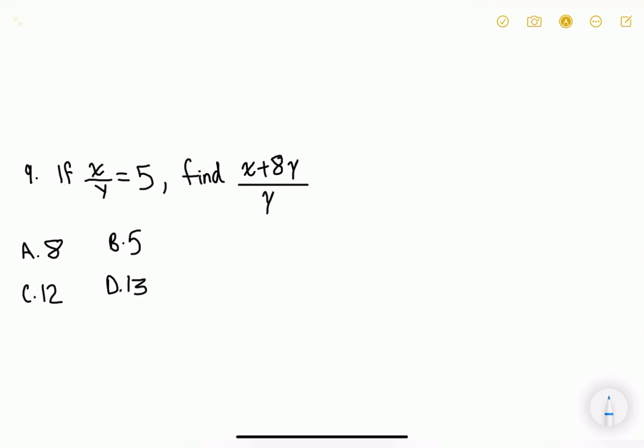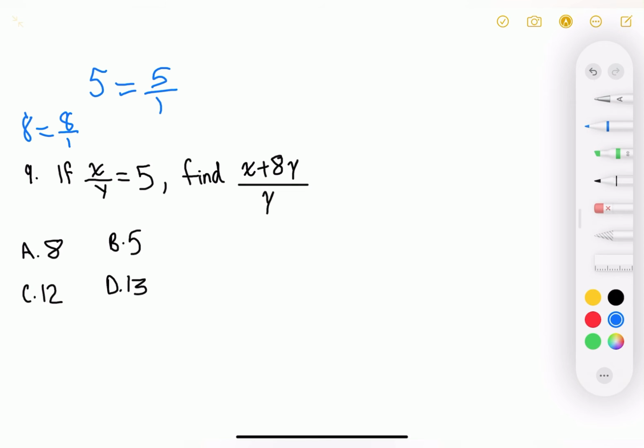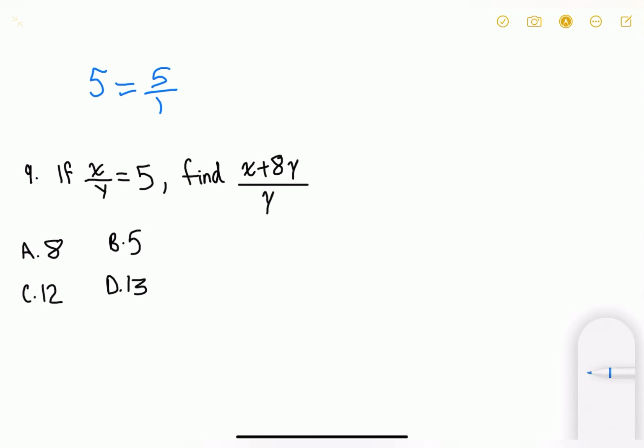We know that 5, or any number, is the same as 5 over 1, right? Any number. 8 is the same as 8 over 1. You can write it as 8 over 1 if you want, but nobody really does that because it's the same thing. They equal the same thing. So, with that being said, let us put it over 1.